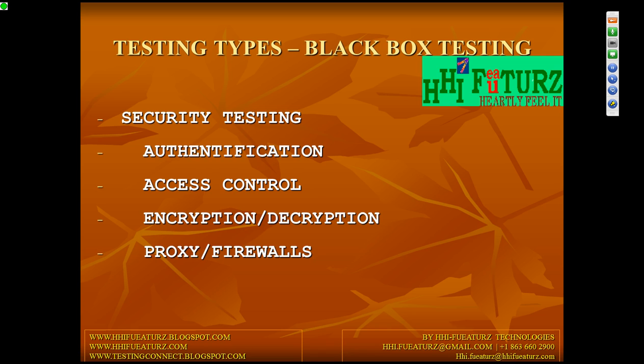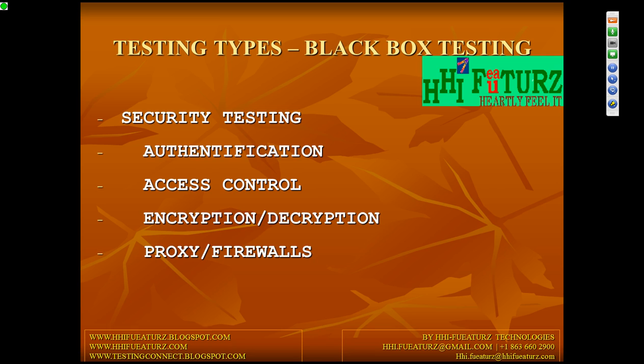The ways you can validate are authentication, access control, encryption and decryption, proxy, and firewalls. These are the different ways you can test. And normally in real-time applications, what you will be validating is administrator and end user, the two kinds of privilege. Administrator will have all the privileges, and you will be validating whether the administrator has all these privileges or not. And the end user has only view privileges, and you will be validating whether they have view privileges or not.